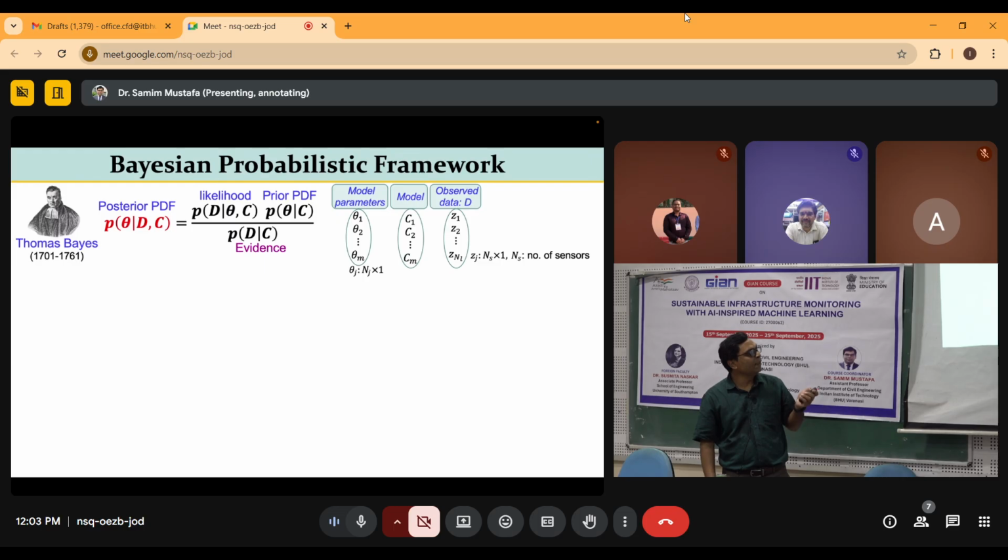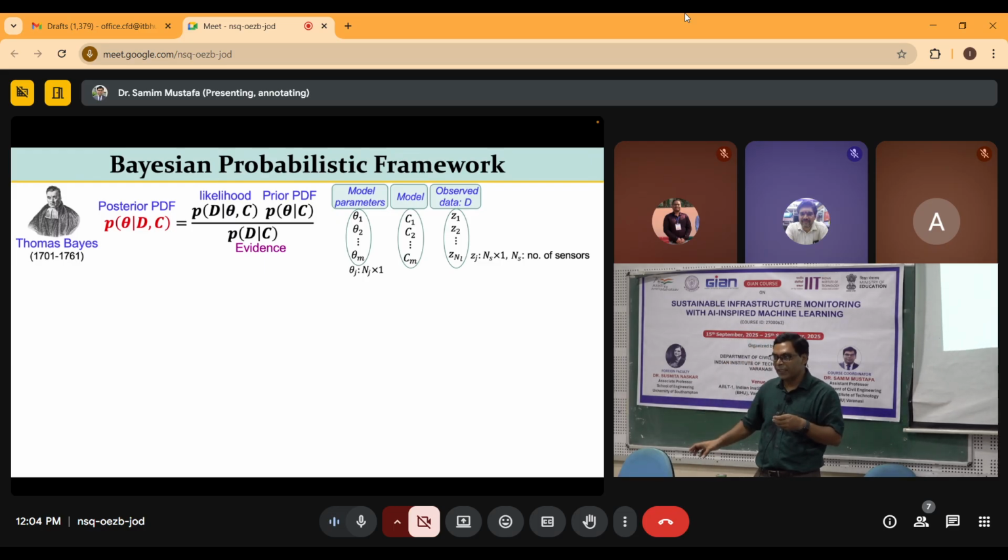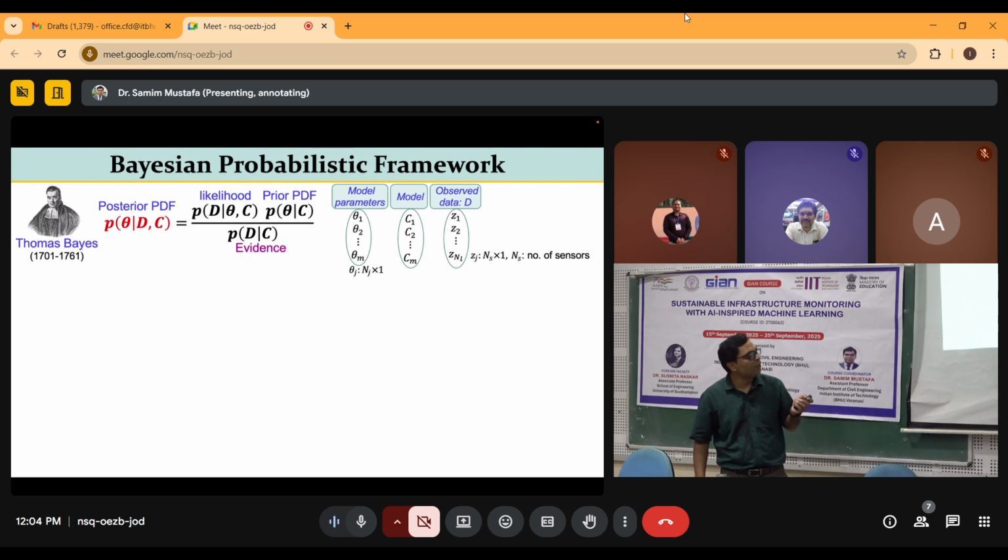And then observed data, of course not only one observed data; you can take measurements continuously or at certain intervals, so you can have many observed data sets. This is one observed data set, and in each data set there are a number of sensors. For each sensor you will have one data, so if you have multiple sensors, you have multiple data. That is taken care of in the observed data set D.